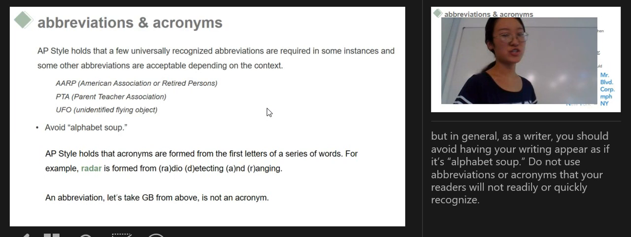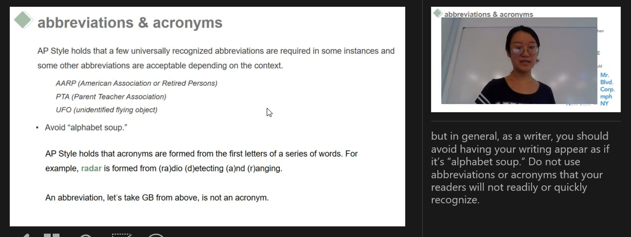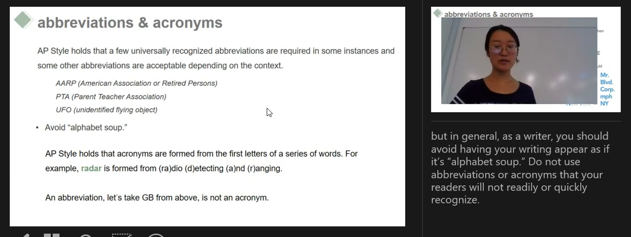So let's talk about abbreviations and acronyms. AP Style holds that a few universally recognized abbreviations are required in some instances, and some other abbreviations are acceptable depending on the context, such as AARP means American Association of Retired Persons, and UFO means Unidentified Flying Object. But in general, as a writer, you should avoid having your writing appear as if it's an alphabet soup. Which means do not use abbreviations that your readers will not quickly recognize. Let's avoid alphabet soup. AP Style holds that acronyms are formed from the first letters of a series of words.